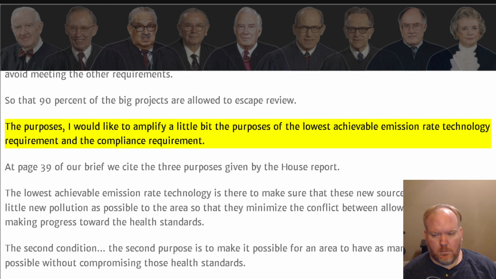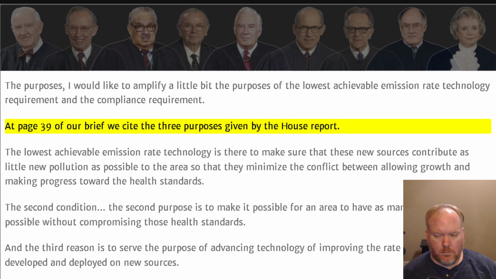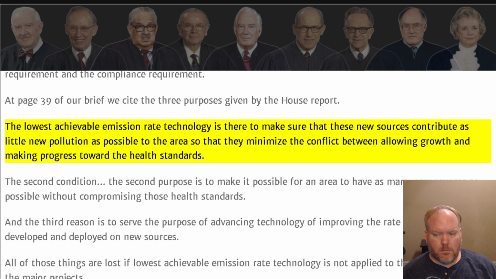The purposes, I'd like to amplify a little bit the purposes of the lowest achievable emission rate technology requirement and the compliance requirement. At page 39 of our brief, we cite the three purposes given by the House report. The lowest achievable emission rate technology is there to make sure that these new sources contribute as little new pollution as possible to the areas, so that they minimize the conflict between allowing growth and making progress towards the health standards.